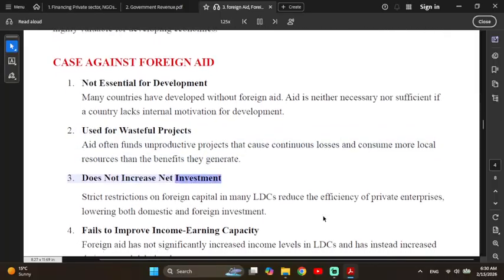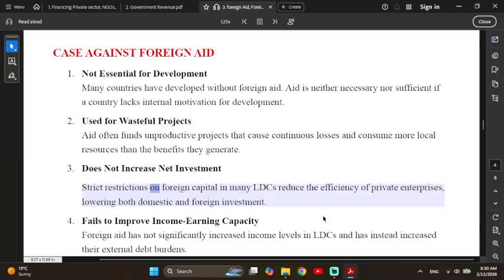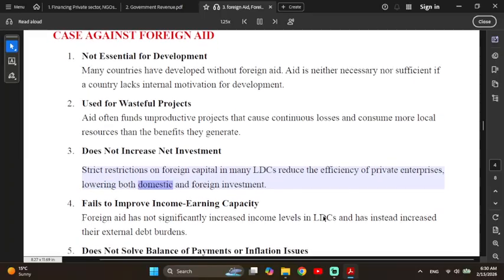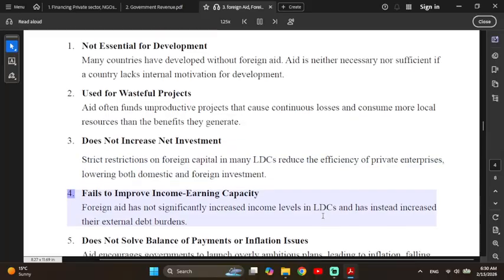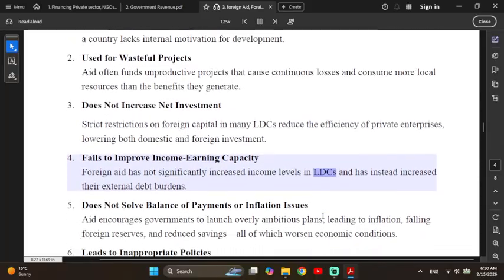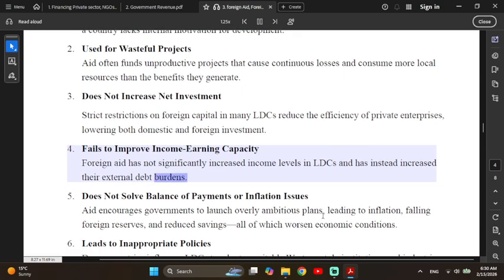3. Does not increase net investment. Strict restrictions on foreign capital in many LDCs reduce the efficiency of private enterprises, lowering both domestic and foreign investment. 4. Fails to improve income earning capacity. Foreign aid has not significantly increased income levels in LDCs and has instead increased their external debt burdens.